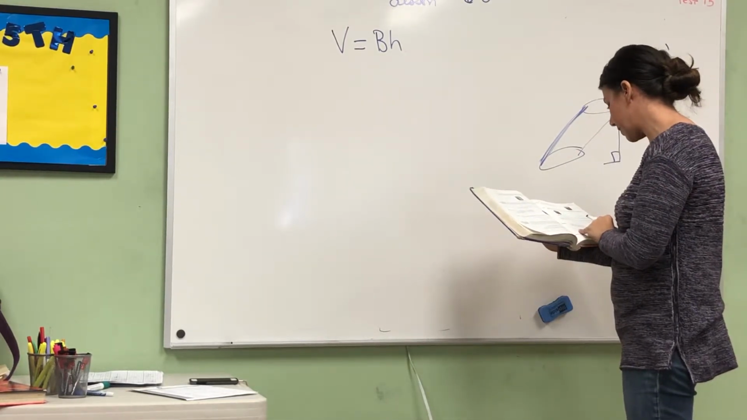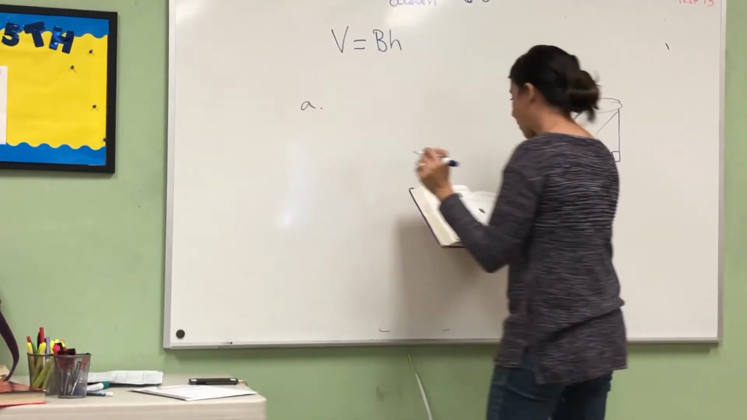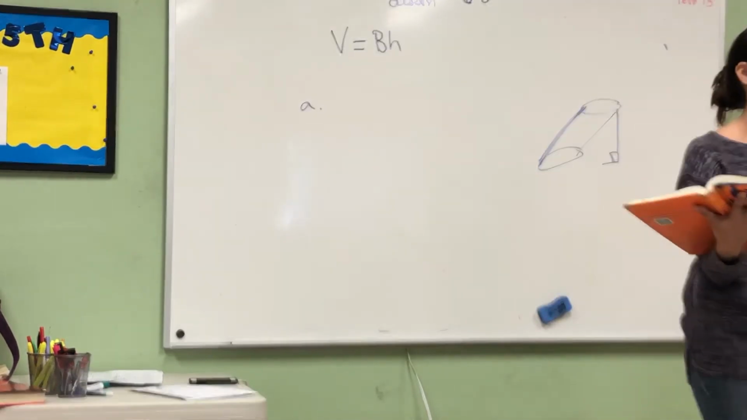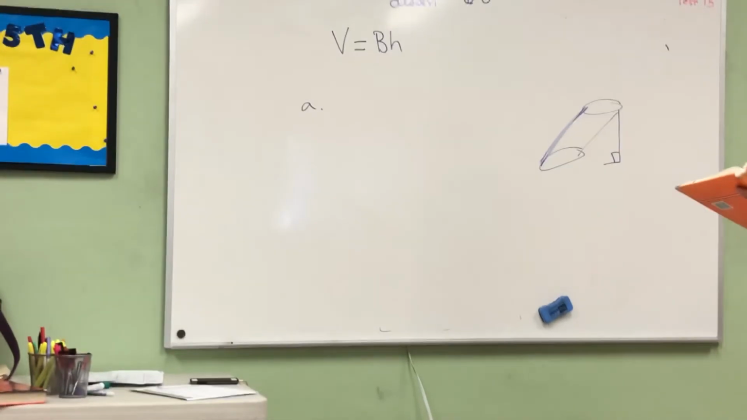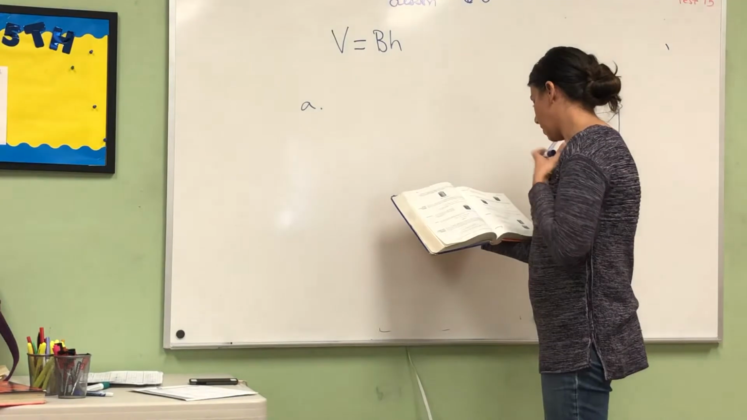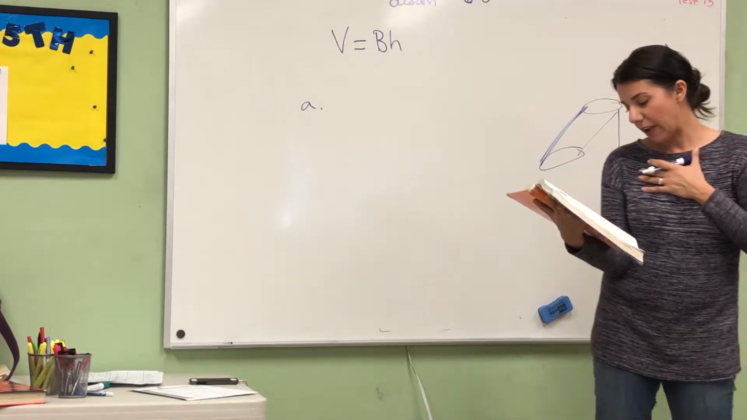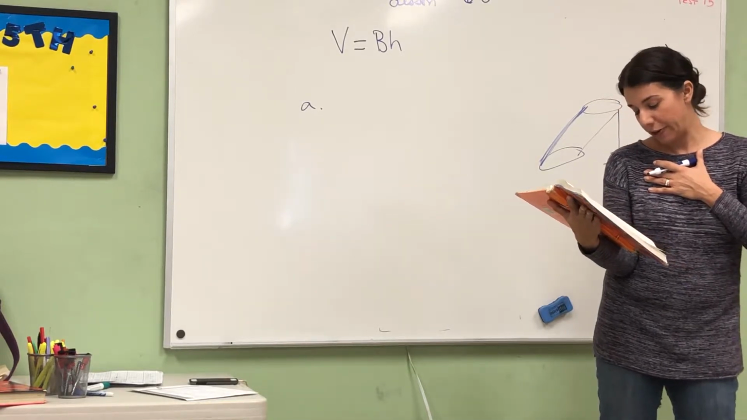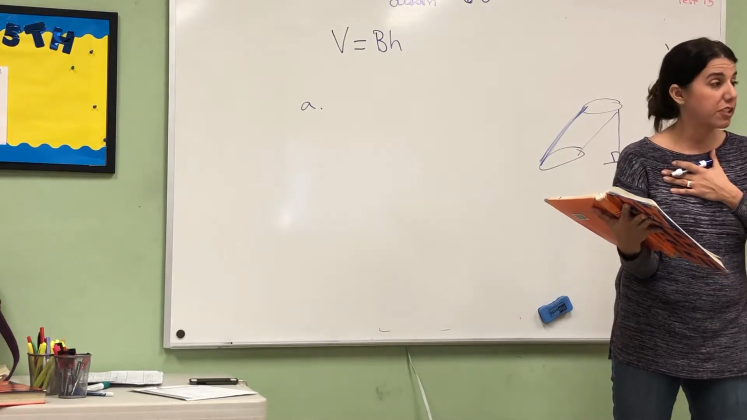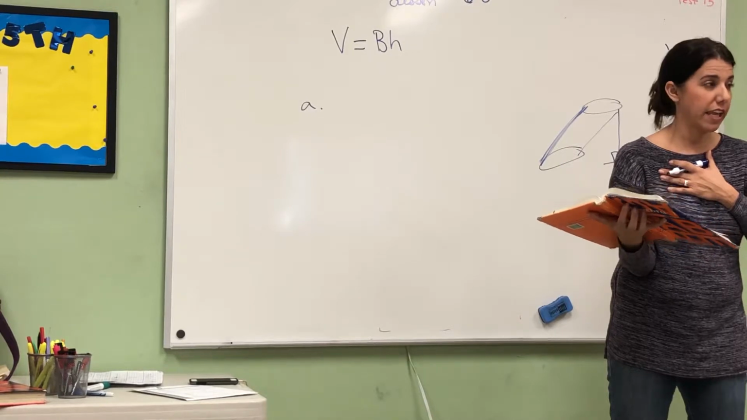So the area of the base times the height. It's very straightforward. So for practice problem A, it says the area of the base of a rectangle prism. It gives you the area. So the area of the base is 34 inches squared, and the length of the lateral edge is 12 inches. Find the volume of the pentagonal prism. So what are we looking for? Volume. What's the first thing we do?